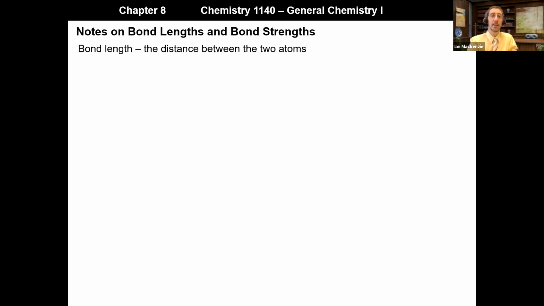So first, starting with bond length, that's simply the distance between the two atoms that are sharing the electrons. And the general trend here is that triple bonds are shorter than double bonds, which are shorter than single bonds. And hopefully this makes some sense. The more electron pairs are being shared between the two elements, the stronger the interaction, the closer the two nuclei are drawn to each other in order to share those electrons. So triple bonds are shorter than double bonds, which are shorter than single bonds.